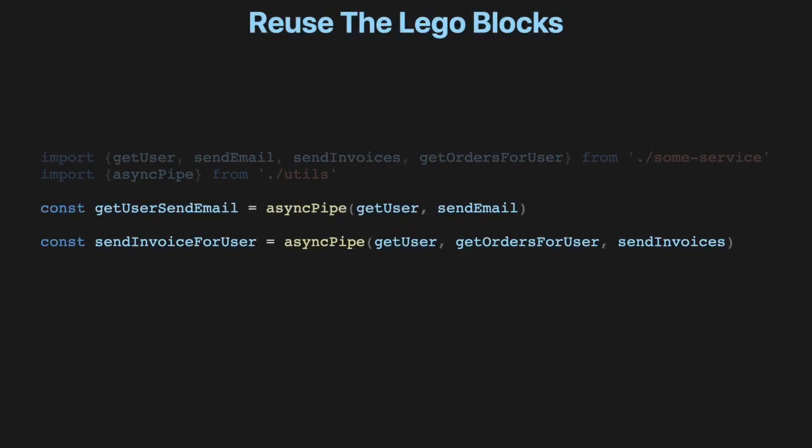And here's the payoff. This is what we were talking about earlier. We can reuse these small Lego blocks to create larger functions, right? Or more functions. So we have this get user send email function. That is the result of calling get user first and then send email. And then we have the send invoice for user, which is the result of calling get user first and then get orders for user and then send invoices. So this gives us a wide range of ability to create new functions from smaller ones.